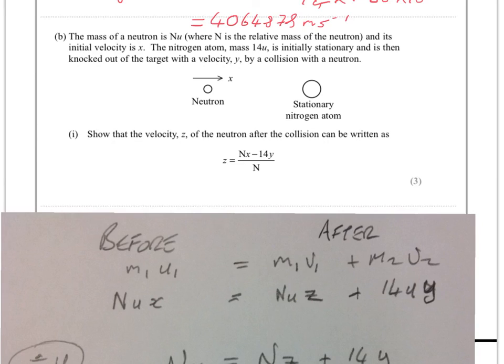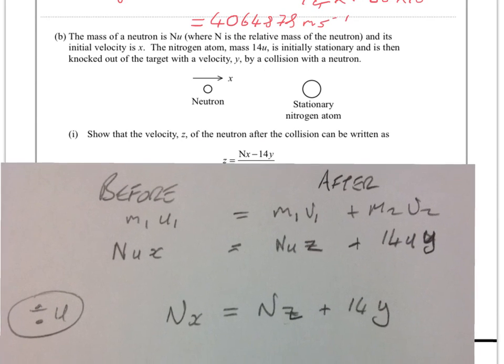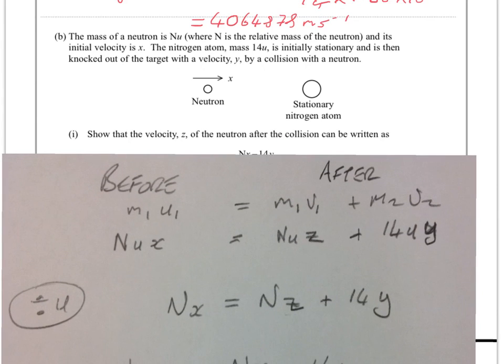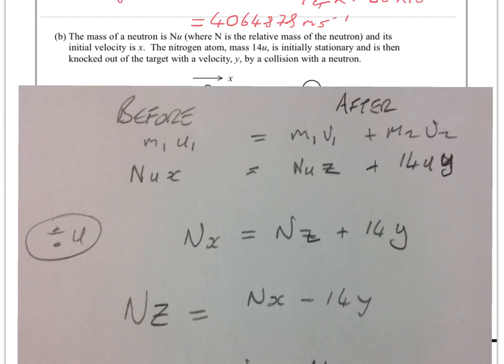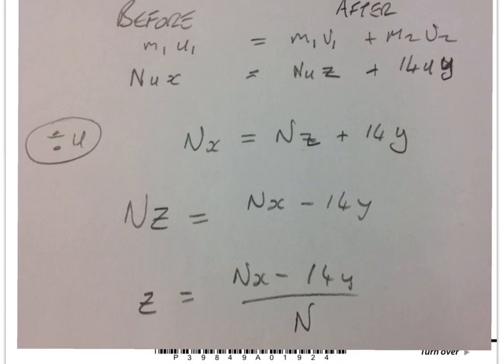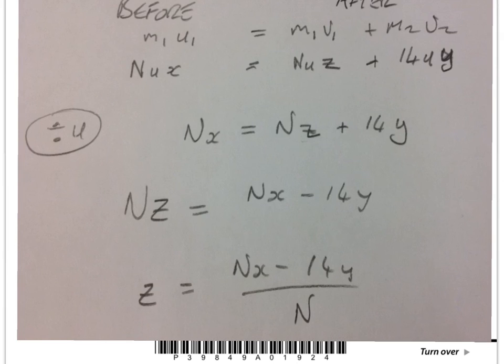And all we're doing is rearranging this to get z on its own, because they want the velocity z of the neutron after the collision. So that's this thing. We want to get this on its own. So we divide out u for a start. We get that nx equals nz plus 14y. And then nz on its own is nx minus 14y. And z on its own is nx minus 14y divided by n. And that's it.